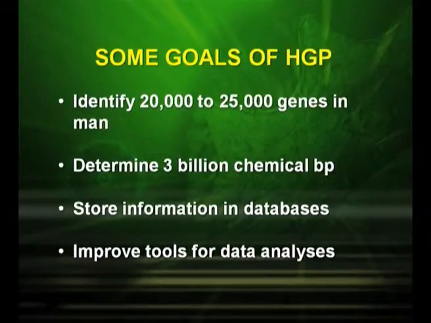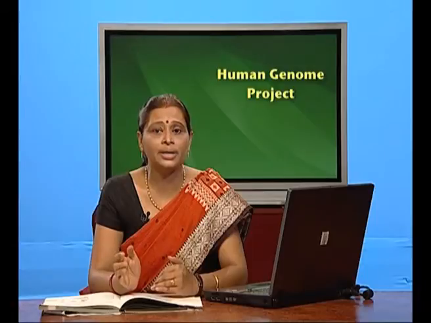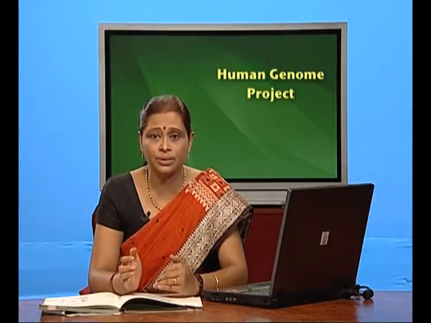Now, let us understand some of the important goals of HGP. It is basically to identify 20,000 to 25,000 genes in man. Second, to determine 3 billion chemical base pairs. Third, to store information in databases. And the fourth very important goal is to improve tools for data analysis. All these goals have led to a new branch of biology, what is known today as bioinformatics.